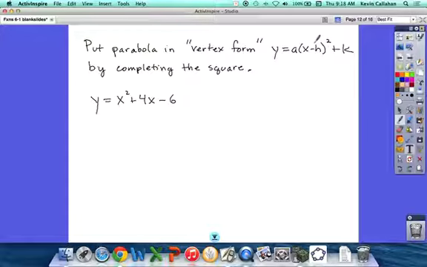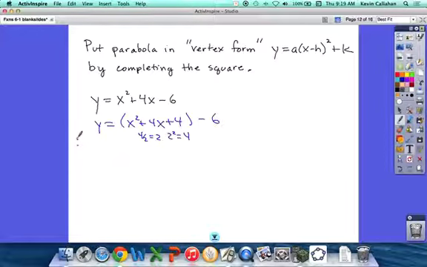So here are the steps. y equals x squared plus 4x. I'm going to put that in parentheses, and I'll leave the minus 6 outside. What do I add to the x terms to complete the square? Half of 4 is 2. 2 squared is 4, so I add 4.